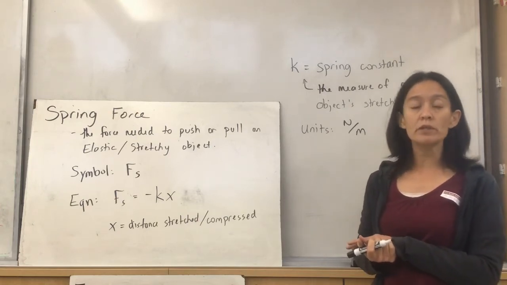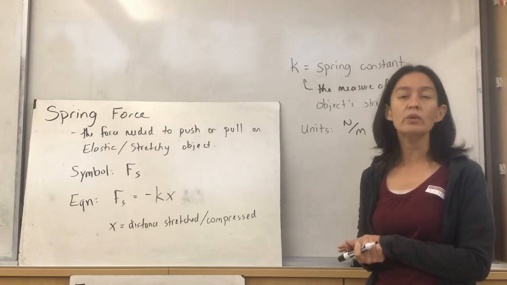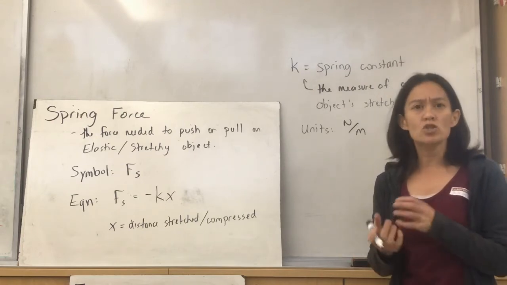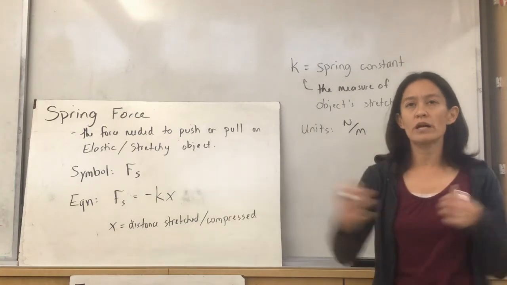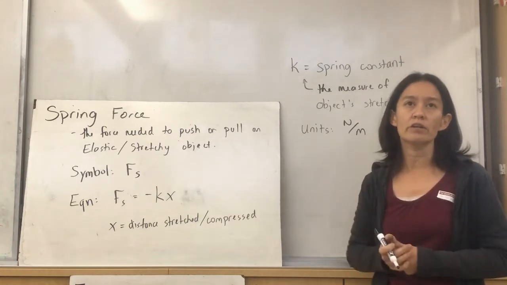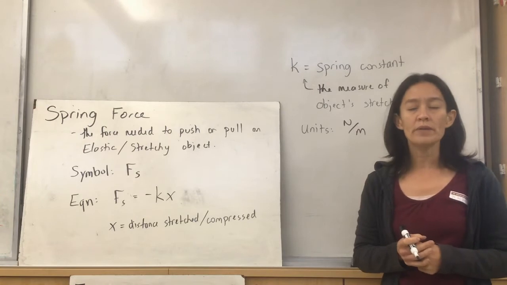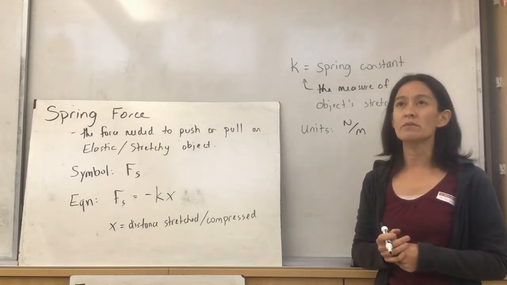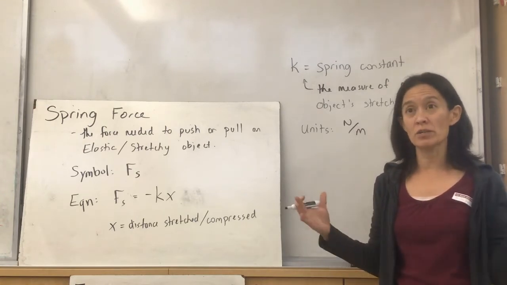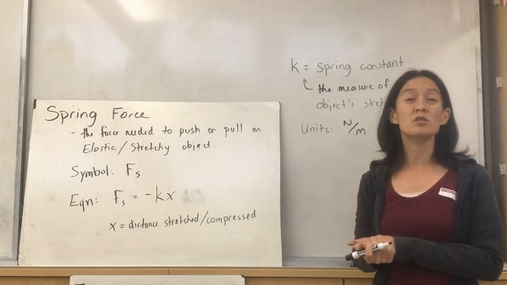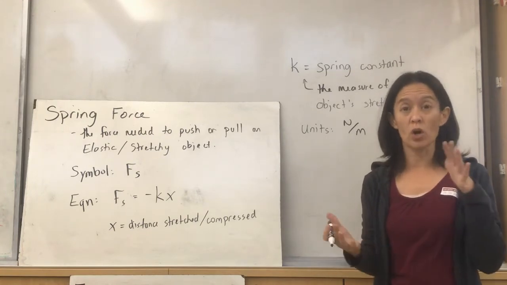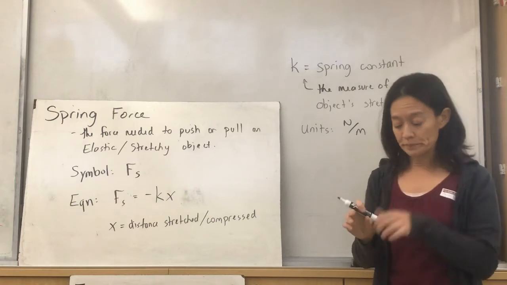An example of something with a really low K value is a slinky. It's super easy to stretch it a meter, so it has a really low K value. It may have a K value of like 10 newtons per meter. An example of something with a really, really high K value, something that's really stiff, would be the suspension on your car. It's really hard to stretch that.